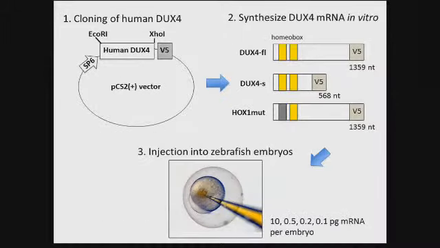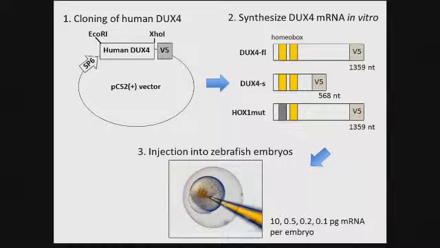Now, if you remember, DUX4 is a homeobox transcription factor. Maybe you didn't remember that, but I remember that. DUX4 is related to a number of other homeobox genes, including PAX3 and PAX7, which are expressed in skeletal muscle. And so what we've done with the help of the Wellstone Center is develop an expression plasmid that makes RNA for DUX4, which we can inject, as you see, into a fertilized egg of a zebrafish embryo. And we're going to inject 10, 0.5, 0.2, 0.1 picograms of RNA.